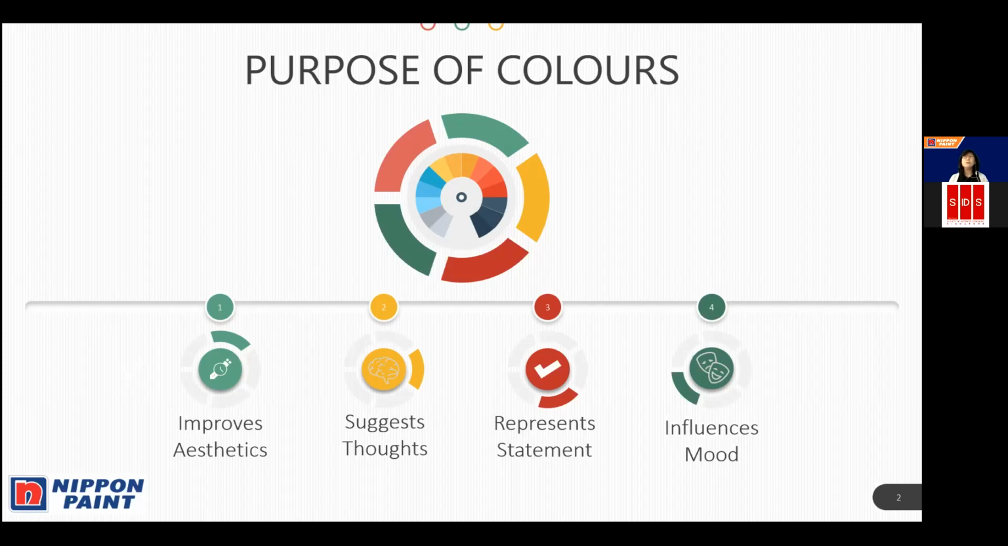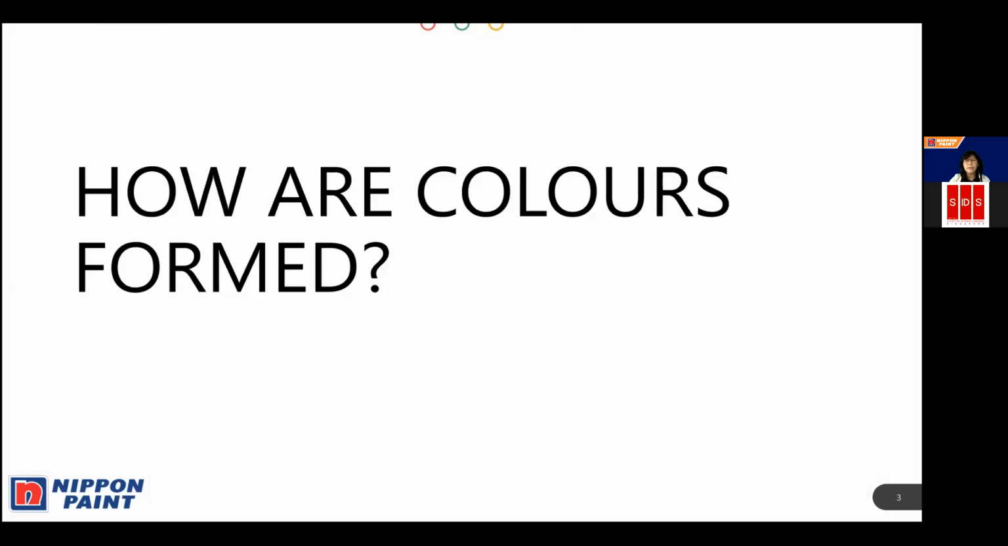For example, we use red to caution people of an impending danger or something. And some colors actually influence our mood. This is under the psychology of colors. So perhaps when we want to stimulate a discussion, or stimulate appetites, we use what we call the very warm colors, the reds and the oranges, to influence our mood. All right. So that's the purpose of colors.